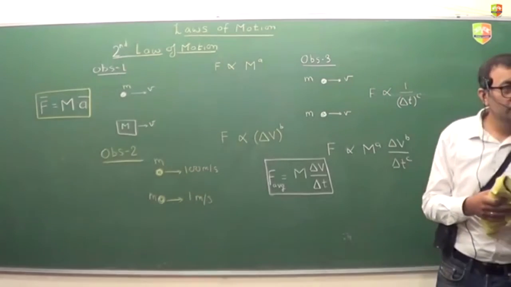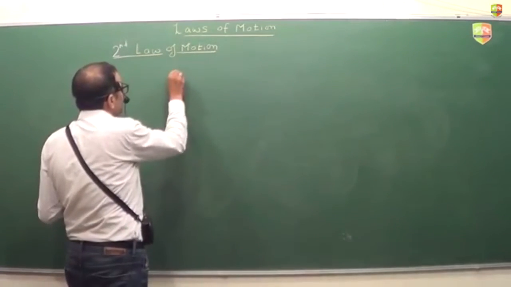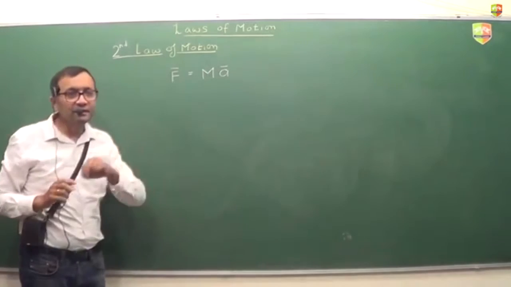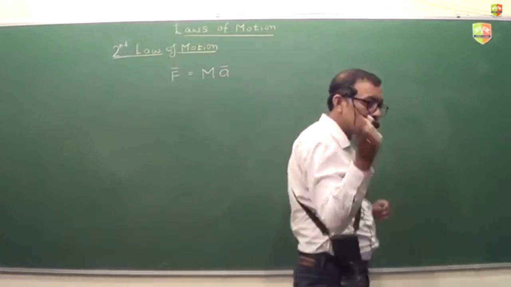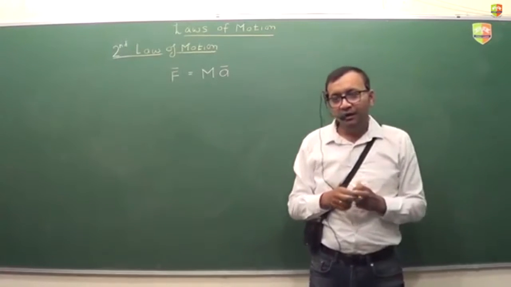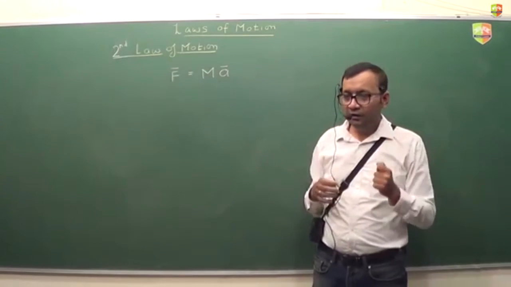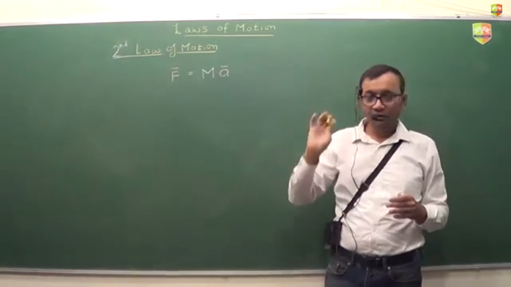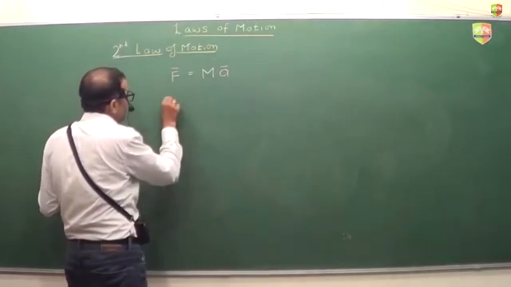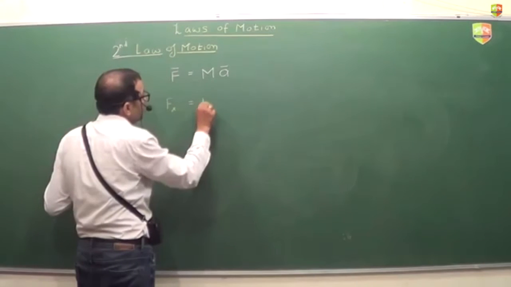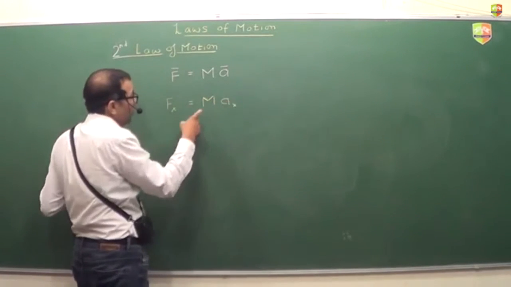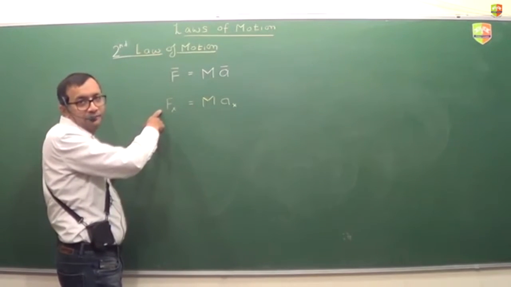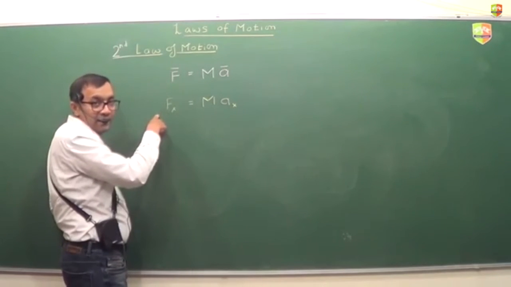No doubts? Okay. Now what is the equation? Force vector is equal to mass times acceleration vector, right? This is a vector equation, just like v is equal to u plus at was a vector equation. Then what we did, velocity along x-axis and acceleration along x-axis, like that we divided the equation into two, along x-axis the equation and along y-axis the equation. Same thing over here, we can say that force along x-axis is equal to mass times acceleration along x-axis. What is good if you write like this? How will this help? This is a vector equation. This is a scalar equation.